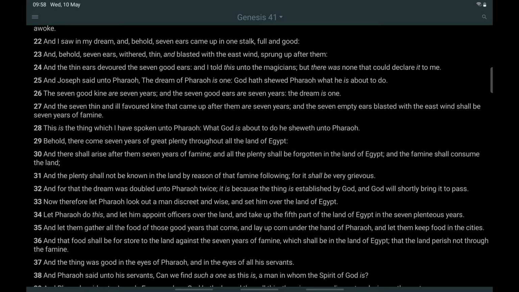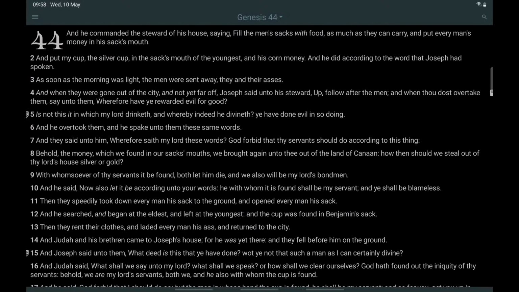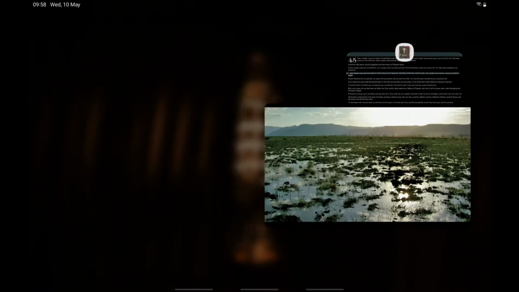We can confirm that this famine we read about would be caused by flooding and not by a drought by reading Genesis chapter 45 and verse 6. For these 2 years have the famine been in the land, and yet there are 5 years in the which there shall neither be earing nor harvest. Ploughing, which is earing, wouldn't have been prevented by a drought. You can plough dry land, yet a waterlogged field would have prevented them from ploughing.